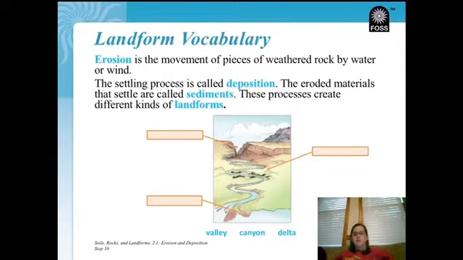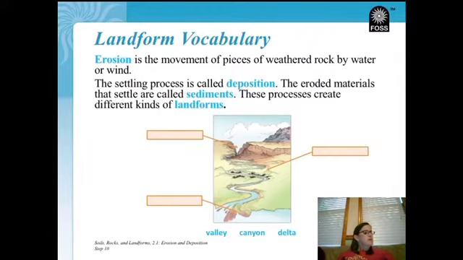So now we're going to talk a little bit about landform vocabulary. So erosion is the movement of pieces of weathered rock by water or wind. The settling process is called deposition. The eroded materials that settle are called sediments. These processes create different kinds of landforms. So I want to talk a little bit more about erosion, deposition, and sediments, and then we'll talk about where these different landforms are located on the picture.